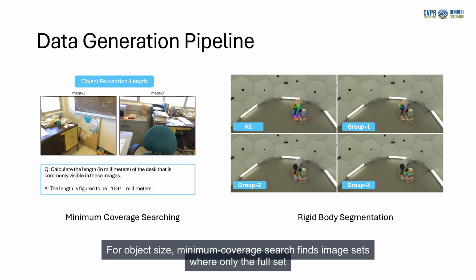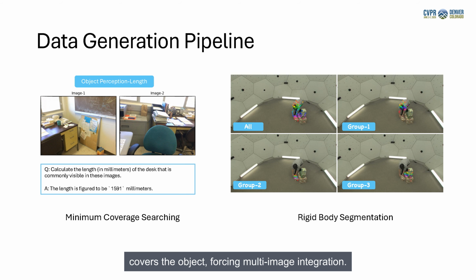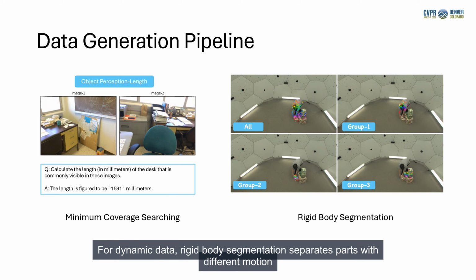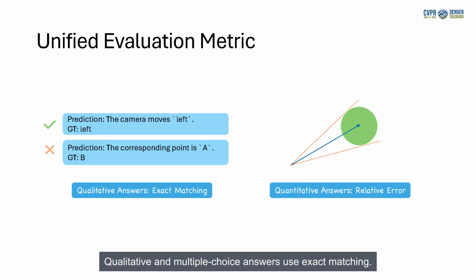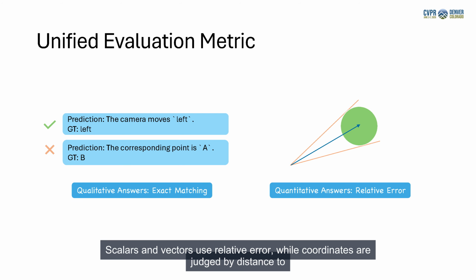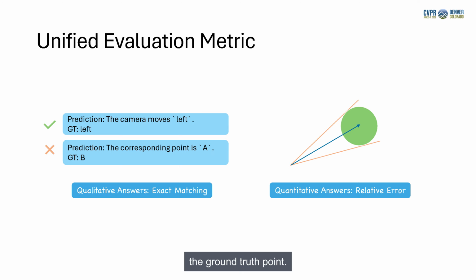Two modules are important. For object size, minimum coverage search finds image sets where only the full set covers the object, forcing multi-image integration. For dynamic data, rigid body segmentation separates parts with different motion patterns. Because the benchmark has many answer formats, we use a unified metric. Qualitative and multiple choice answers use exact matching. Scalars and vectors use relative error, while coordinates are judged by distance to the ground truth point.